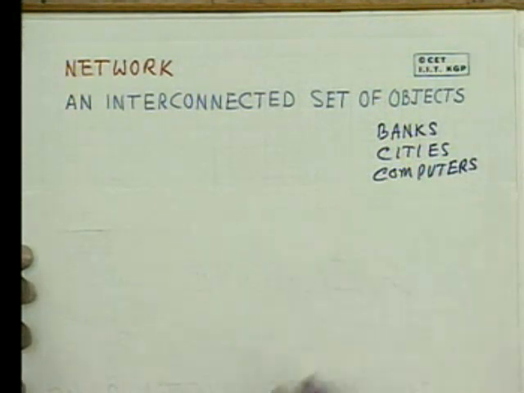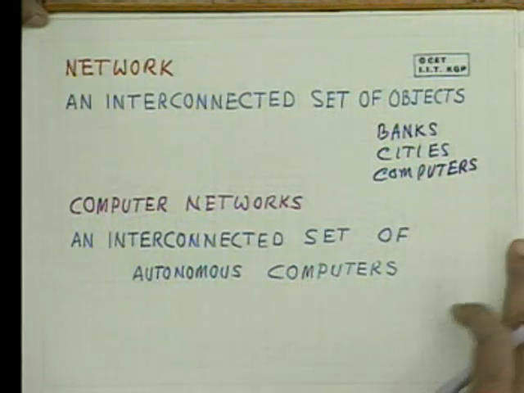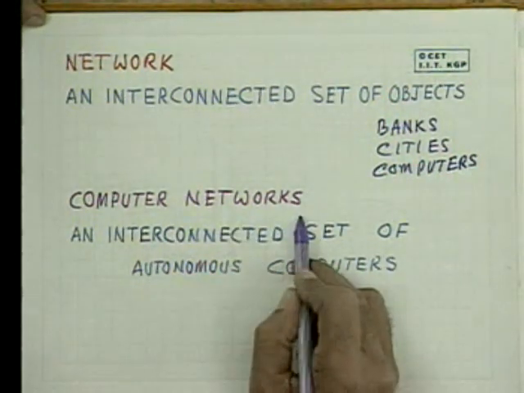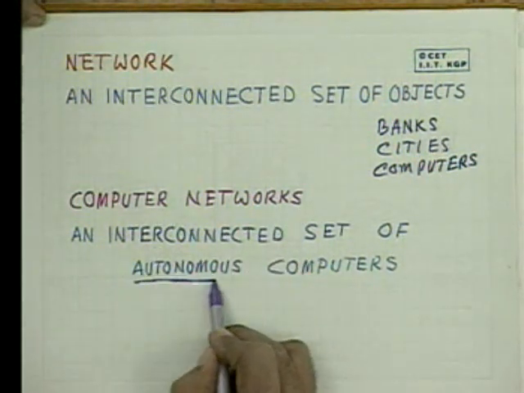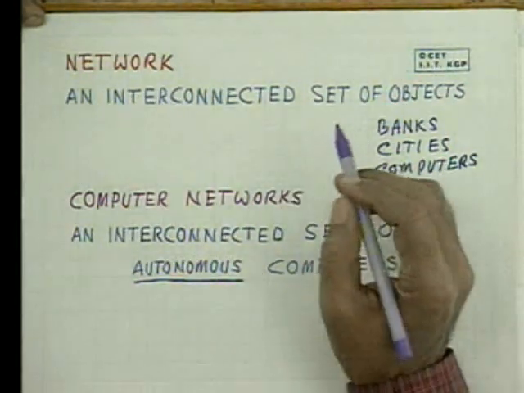Now, whenever you consider a network of computers, we can define it in this way. A computer network is an interconnected set of autonomous computers. Here we have used a word called autonomous. What do we mean by it? By autonomous, we mean the computers are standalone. They can work on their own. They have their own hardware, CPU, memory, peripherals, and software, operating system and various application software. But they are interconnected such that the computers can communicate with each other for various reasons, which we shall discuss in this lecture.